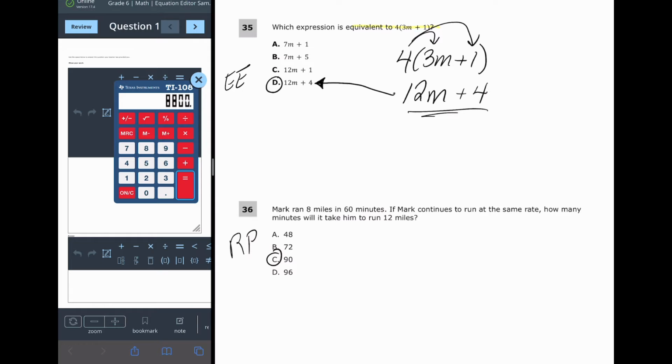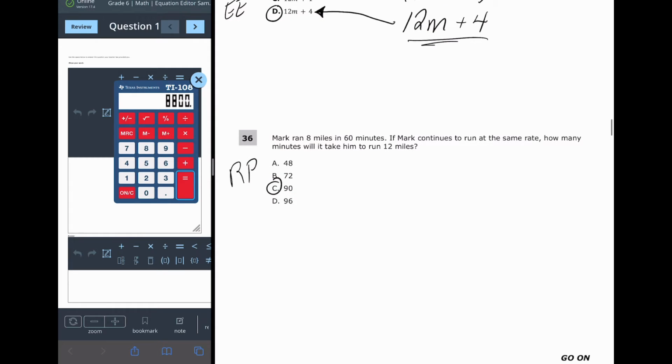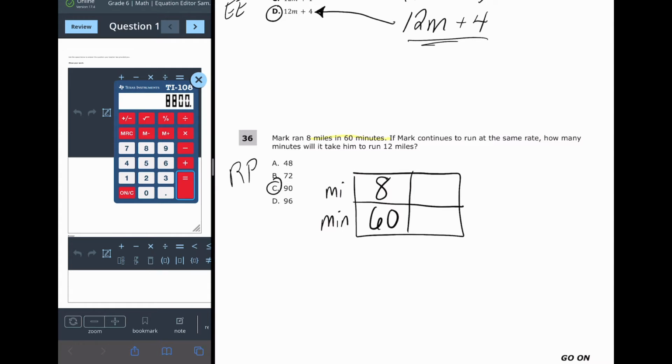Let's look at 36, another RP problem, which probably means a ratio table. Mark ran 8 miles in 60 minutes. So I'm going to just express that. Miles, minutes, 8 miles, 60 minutes. If Mark continues to run at the same rate, how many minutes will it take for him to run 12 miles? So I'm going to put 12 into miles. I don't know this number.